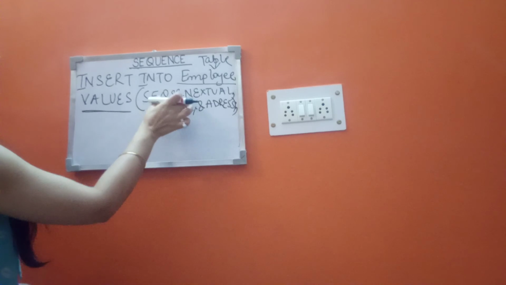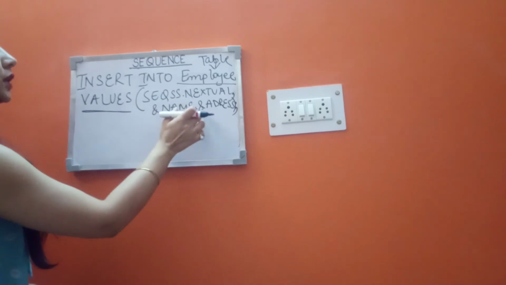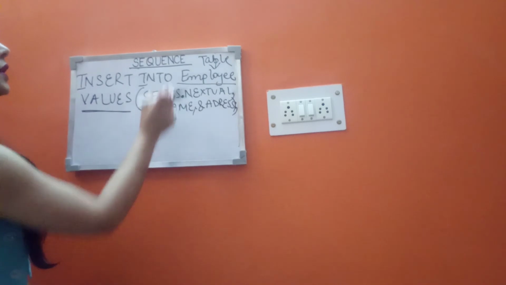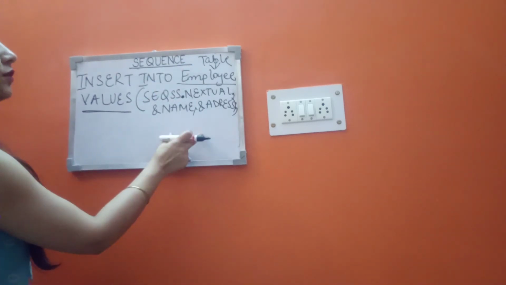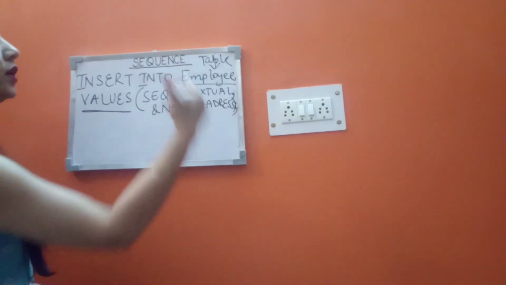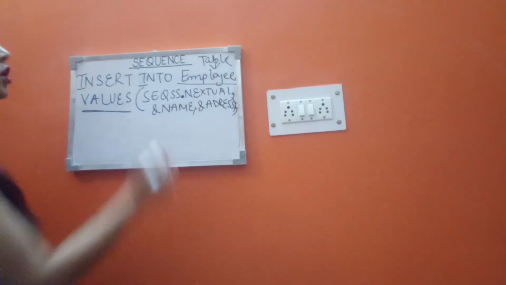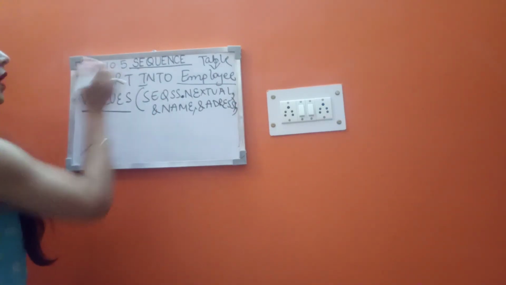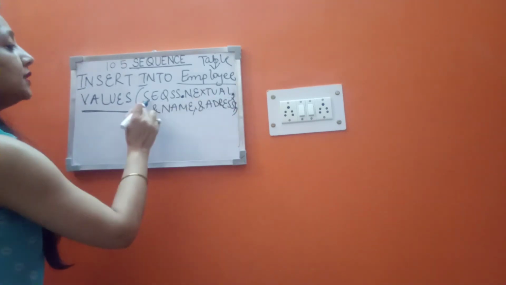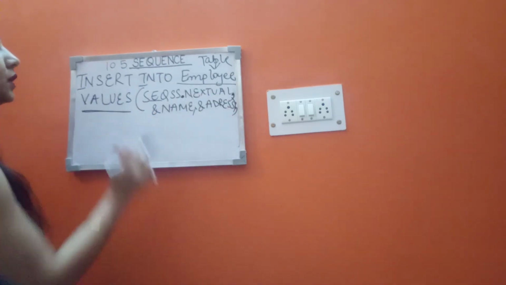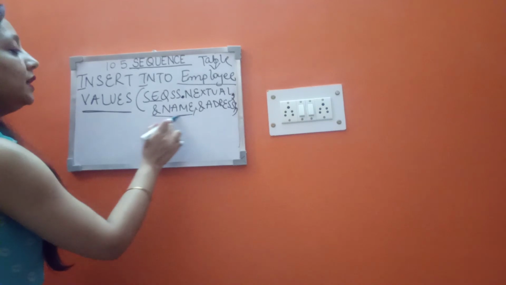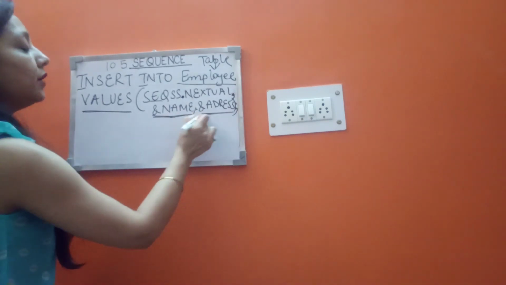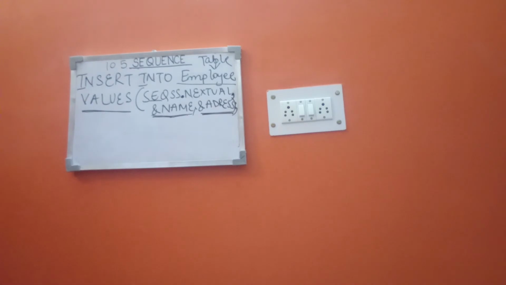seqss.nextval. That means every time I call this sequence, starting from the minimum value of the sequence, it will automatically keep on incrementing that value. So as of now, the minimum value that I have given is 105. Next, the sequence next value has to be inserted. Next, take the name and put it in the name field. Take the address and put it in the address field.